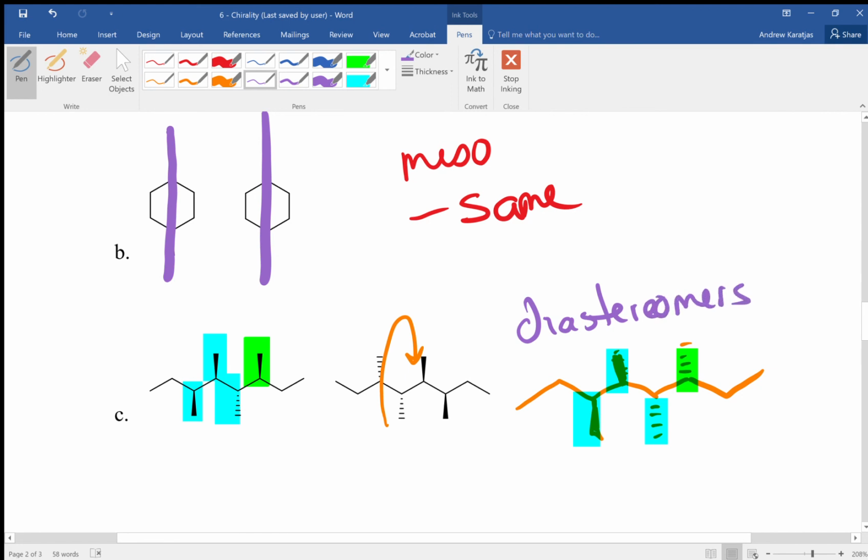There is another way that you could go about this problem. And the other way that you could go about it is you could assign R and S for each center and see how many of them are the same and how many of them are different. Remembering that if they're all the same, then you've got the same compound. If they're all different, you have enantiomers, and if only some of them are different, you've got diastereomers.